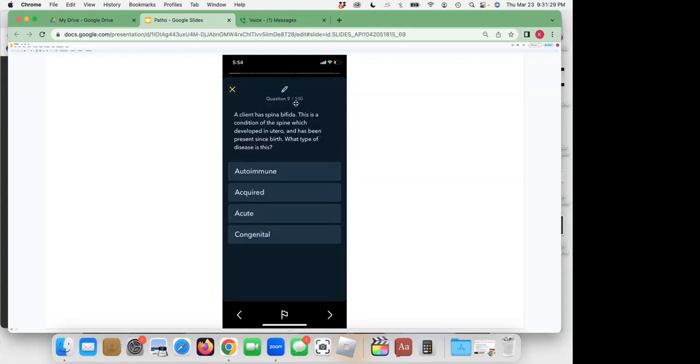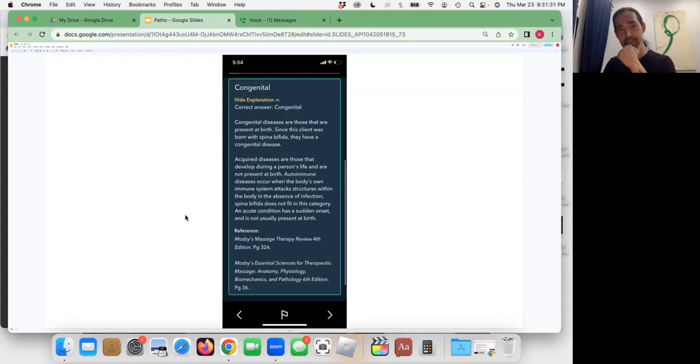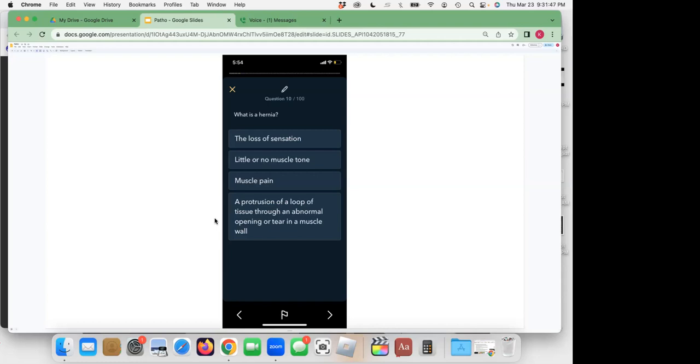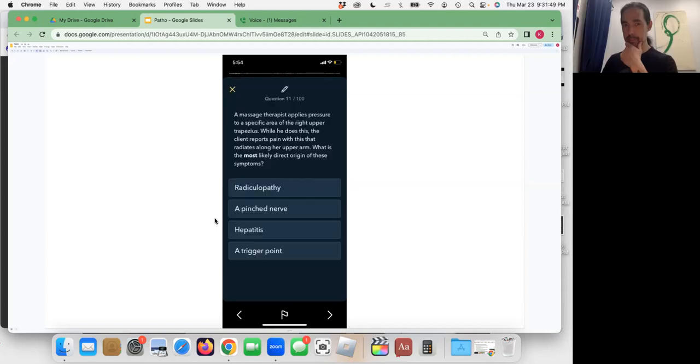And you can also go back to slide number 9, right? Question 9. What is a hernia? Loss of sensation, little or no muscle tone, muscle pain, a protrusion of a loop of tissue through an abnormal opening or tear in a muscle wall. Which one? The last one. Yeah, the last one.